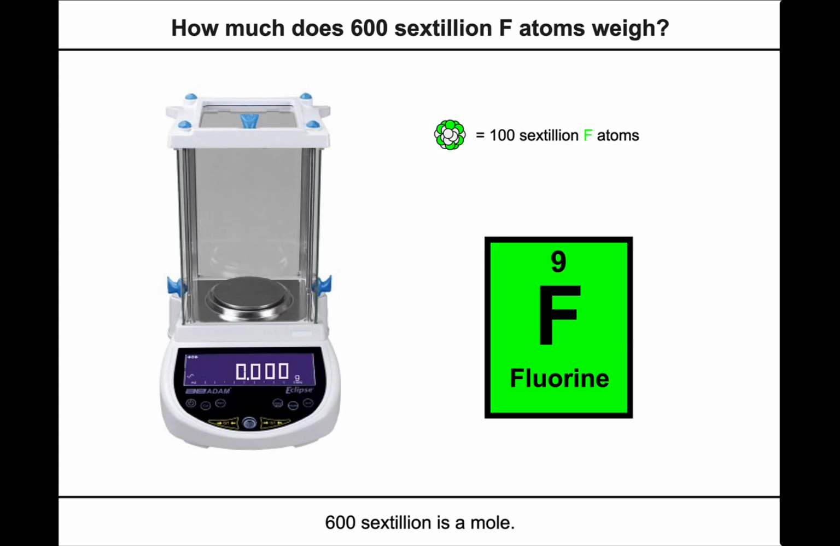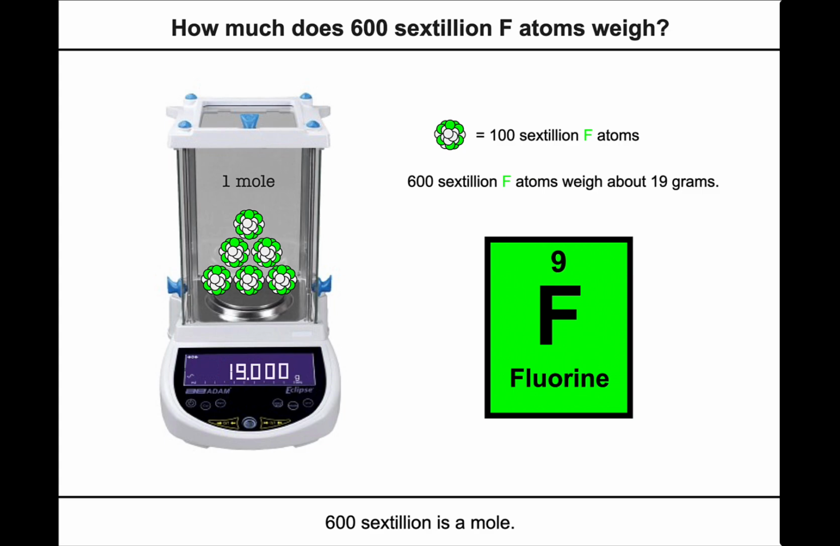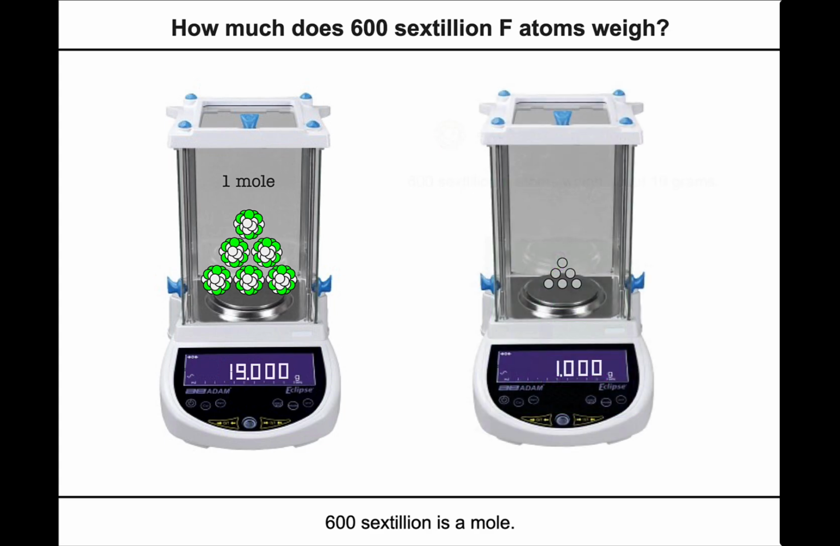And finally, for our friend fluorine. Remember, fluorine is not 9 plus 9, it's 9 plus 10, right? So the size of a fluorine nucleus is 19 particles. Let's add a mole of these and see how much it weighs. We're going to add 600 sextillion atoms, or 100 sextillion times 6. How much should that weigh? It weighs 19 grams. Doesn't that make sense? Because the mass of a fluorine is 19 times bigger than a hydrogen's mass. We have a mole of fluorine, which is 19 times bigger than a mole of hydrogen.